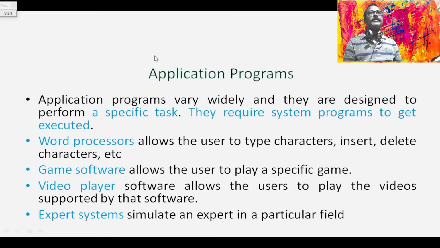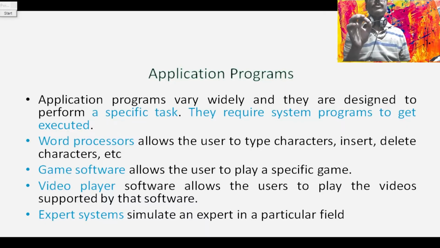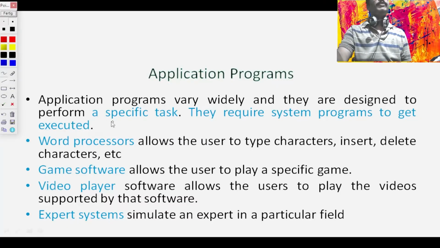So, application programs. What are the application programs? Application programs are those which are designed for a specific application. Consider the system programs, they are more general purpose. The operating system supports any kind of program. It is general, for general use. Whereas application programs are designed for a specific task. Please note that down.